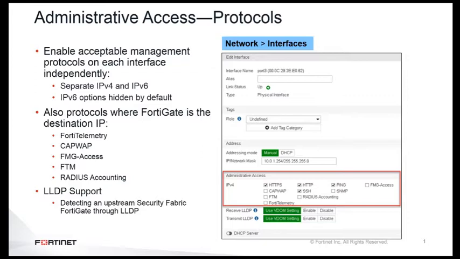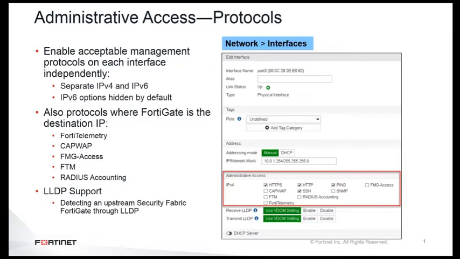IPv4 and IPv6 protocols are separate. It's possible to have both IPv4 and IPv6 addresses on an interface, but only respond to pings on IPv6. Notice that some protocols like FortiTelemetry are not for administrative access, but like GUI and CLI access, they are protocols where the packets will have FortiGate as a destination IP, and not use FortiGate only as the next hop or bridge. The FortiTelemetry protocol is used specifically for managing FortiClients and the security fabric.